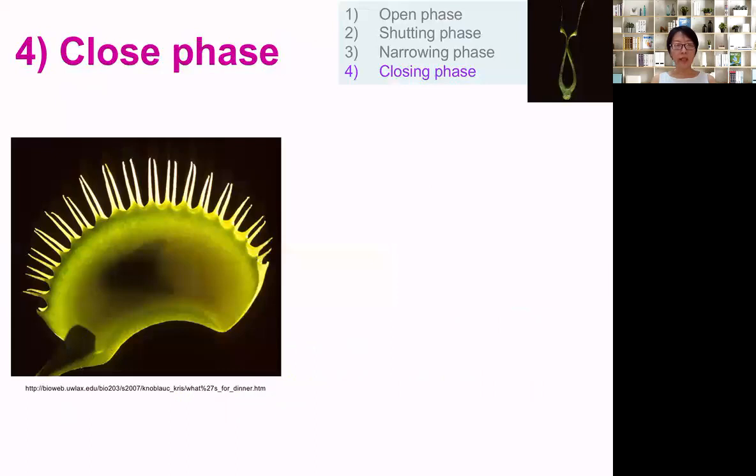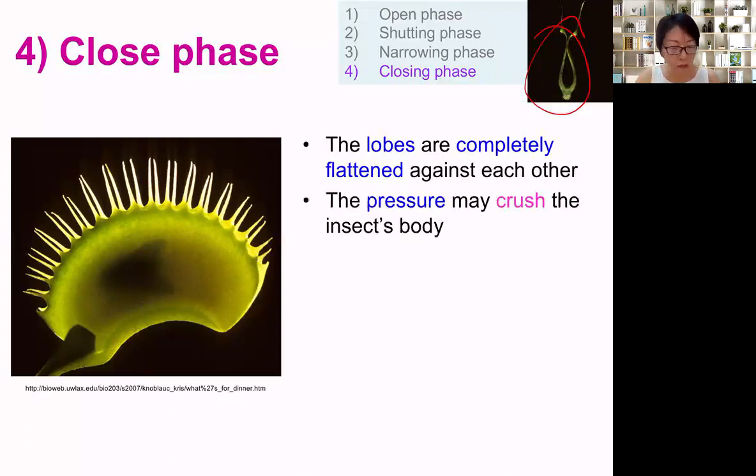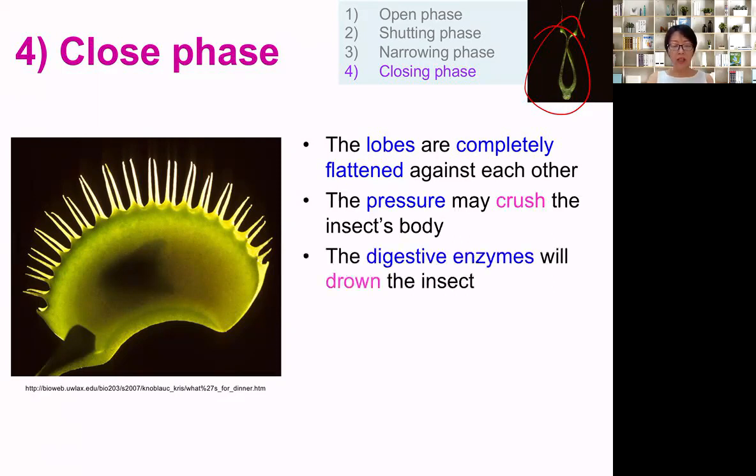Okay, so this is the last phase called the closing phase. All right, so this is the closing phase. What happens here is the lobes are completely flattened against each other, and the pressure may actually crush the insect's body. And then the digestive enzyme will be secreted and will drown the insect. Okay, so at this moment, the upper surface is concave. Can you see? The inside is already concave, like a cave, and the outside of the trap is convex, okay?